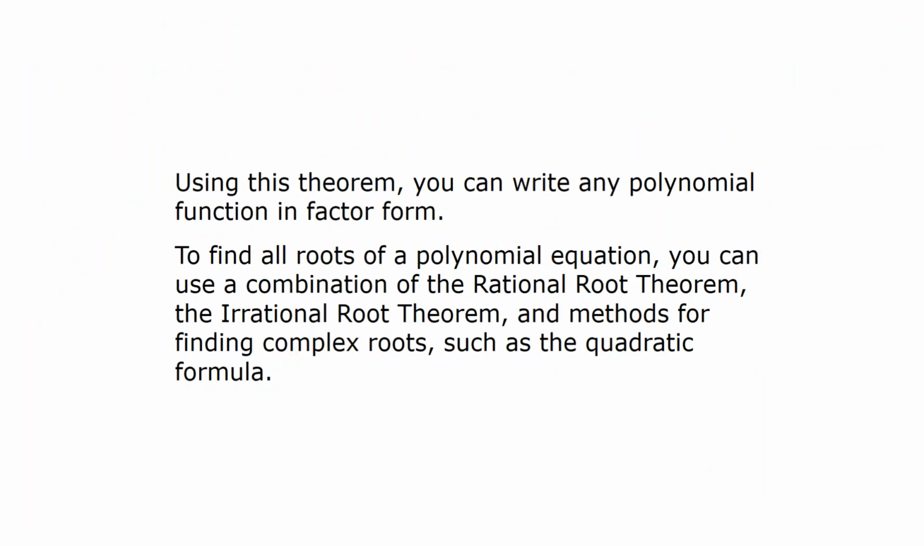So with that in mind, using this theorem, we can write any polynomial function in factor form. To find all the roots of a polynomial equation, you can use a combination of the rational root theorem, the irrational root theorem, and methods for finding complex roots such as the quadratic formula. Remember, x equals negative b plus or minus the square root of b squared minus 4ac all over 2a. So buckle your seatbelts. We got a lot of work to do.